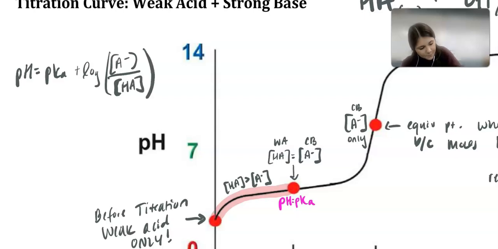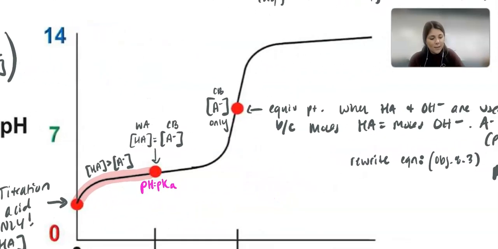So here, if you have more HA than A minus, if this is a larger value than this, you're going to get a number less than 1. And if you do the log of a number less than 1, you actually get a negative number. So here, your pKa will be added with a negative number, which drops that pH, okay, which makes sense because everything to the left would give us a pH less than the pKa.